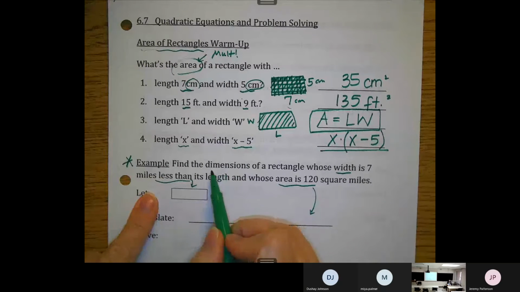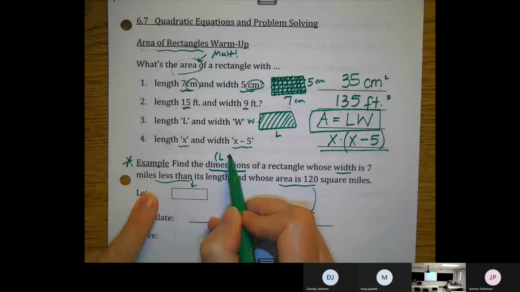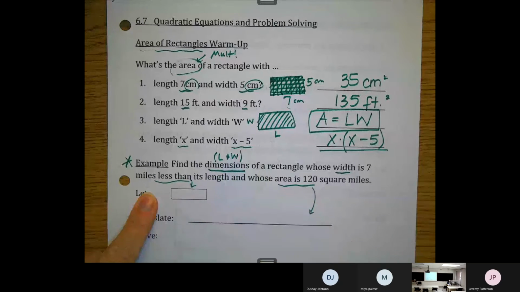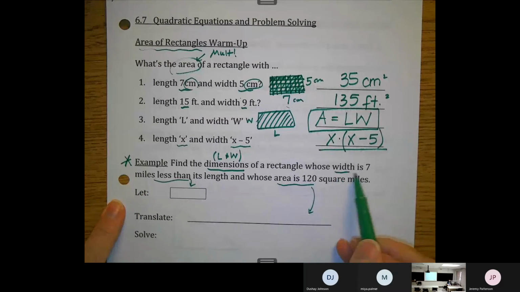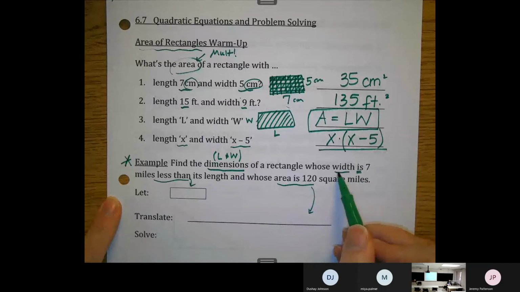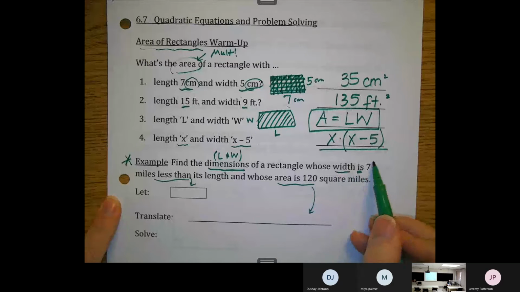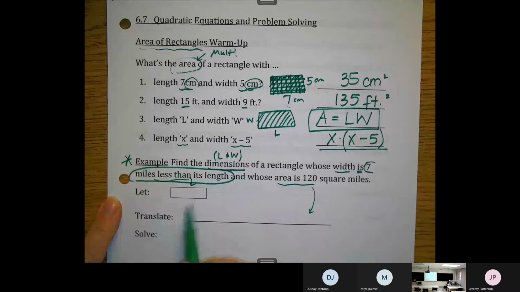So they're asking us to find the dimensions, and what they mean by the dimensions is the length and the width. They're telling us that for this particular rectangle, the width is 7 miles less than its length. So when it says width is, that means they're getting ready to describe the width, and that's the part I want to translate and put onto my diagram here.